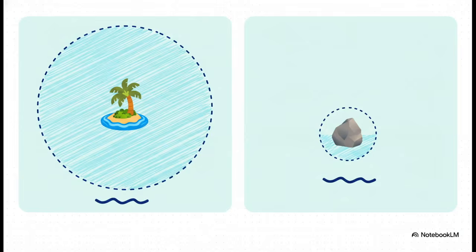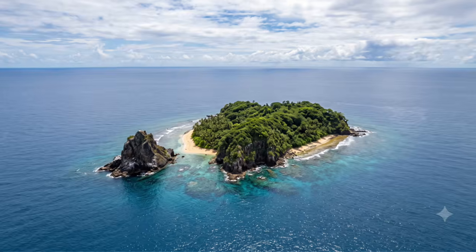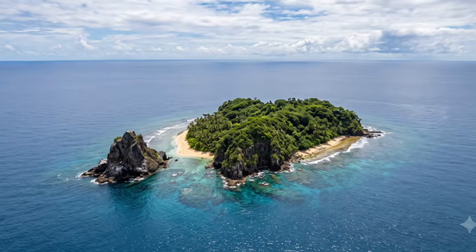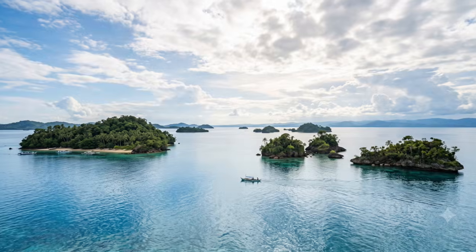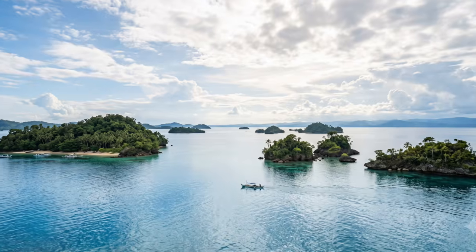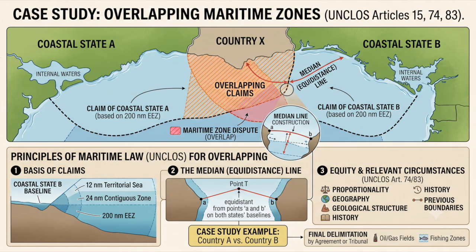Section 6. Resolving overlapping claims, islands, rocks, and lines. So we have these massive 200 nautical mile zones, right? But what happens when countries are located opposite or adjacent to each other and these huge invisible borders crash into one another? Well, this brings us to the climax of our legal journey. When lines overlap, every single point of measurement becomes a high-stakes battleground. And honestly, nothing is more fiercely debated than the difference between an island and a rock.